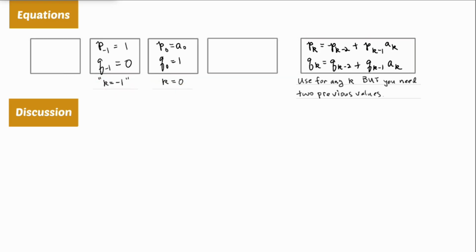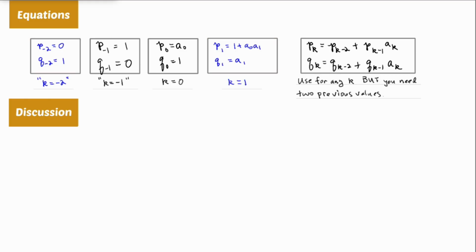Here are the other two options. They provide additional ways to get the first two values. One set is p sub minus 2 equals 0 and q sub minus 2 equals 1. And this one is p sub 1 equals 1 plus a0 times a1 and q sub 1 equals a1. This one to the left, as you can probably guess, works for k equals minus 2, which we put in quotes because there really isn't a k equals minus 2. Don't worry about that. And this set works for k equals 1.